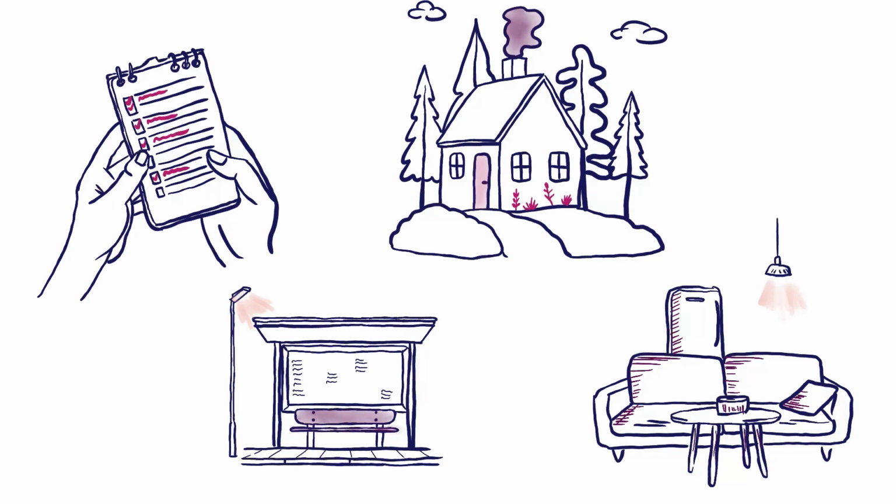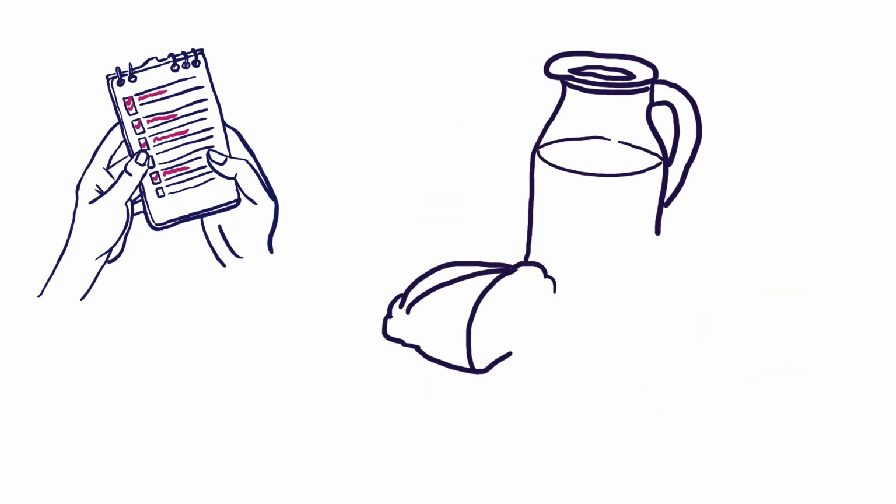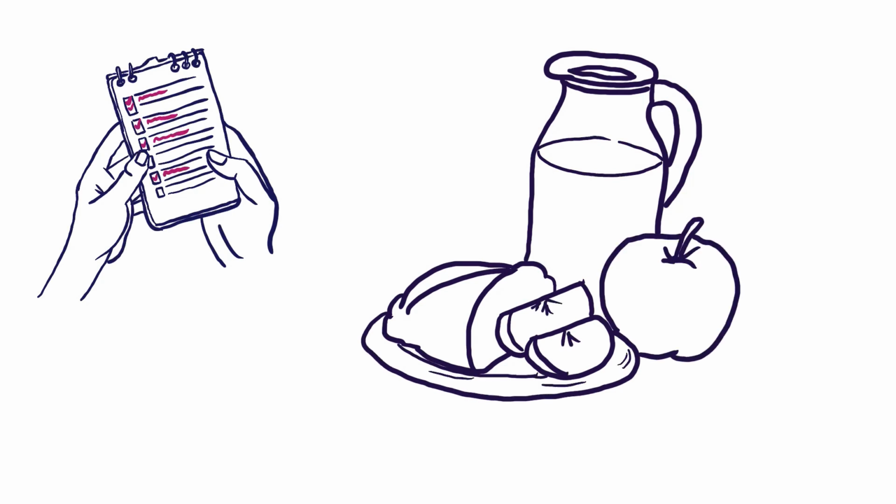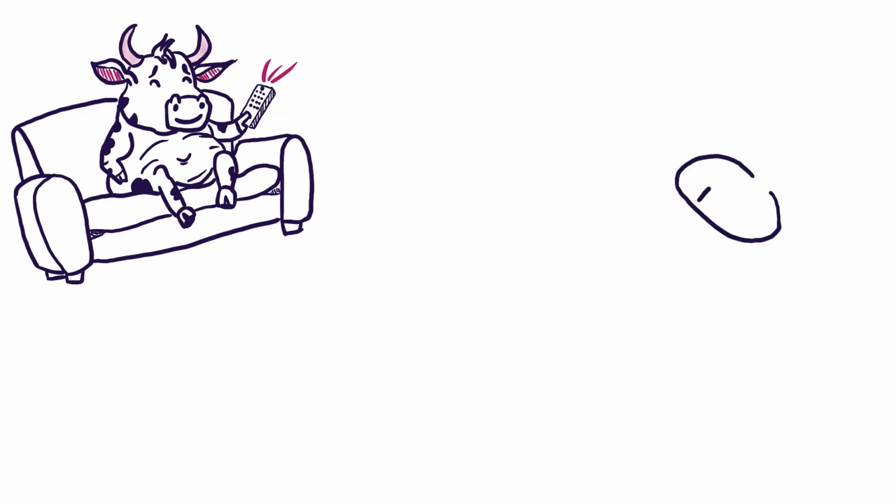Now, let's get imaginative with our shopping list items. Suppose your list includes milk, bread, and apples. Here's how you might visualize each item. For milk, picture a cow sitting on your couch, casually flipping through TV channels with a remote in his hoof. This absurd visual is sure to embed the need for milk in your memory.